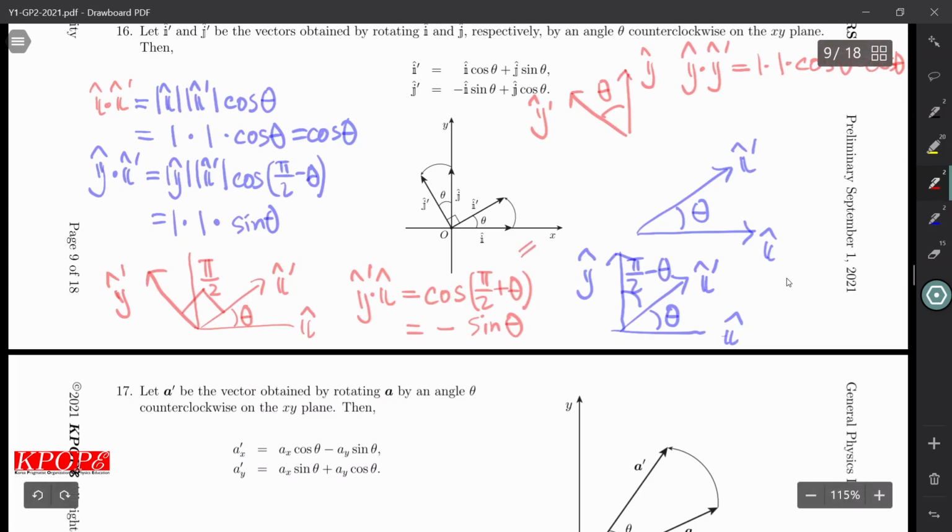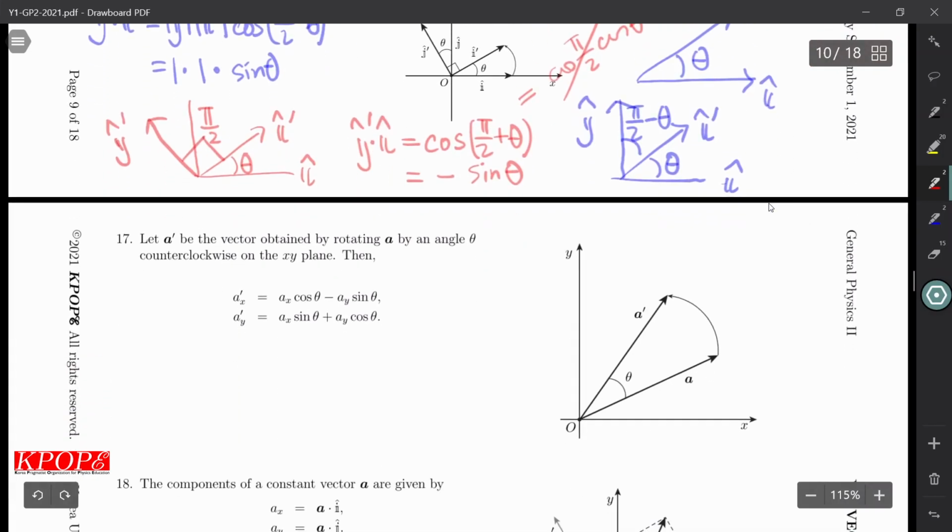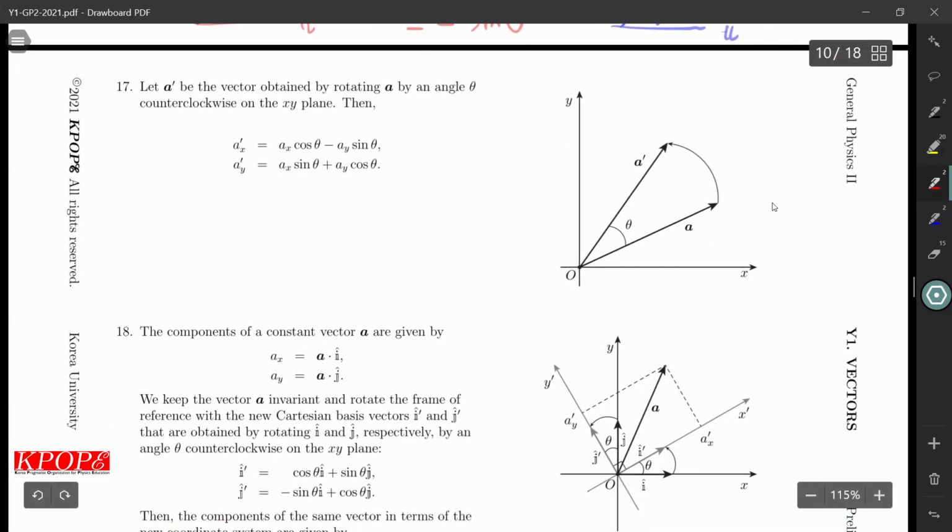We can expand this cosine minus sine, and cosine half of pi vanishes, so this one vanishes and this one is 1, so we have minus sine theta. We have a vector A and we would like to rotate this vector by an angle of theta. Then we end up with the finite components of this A prime in this way.